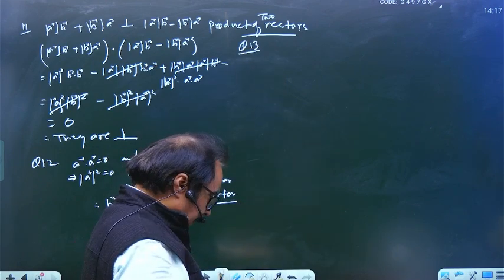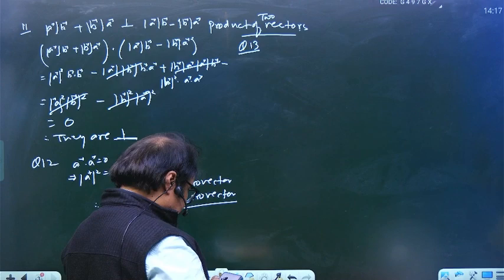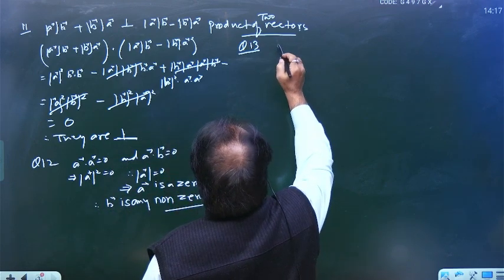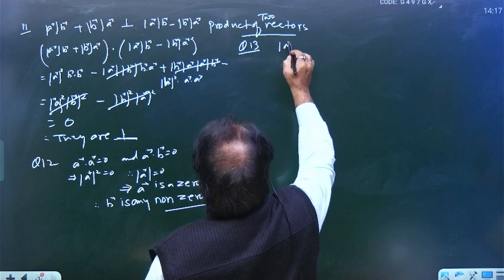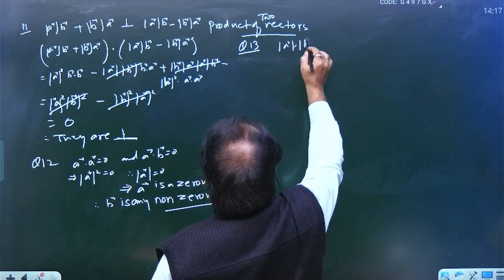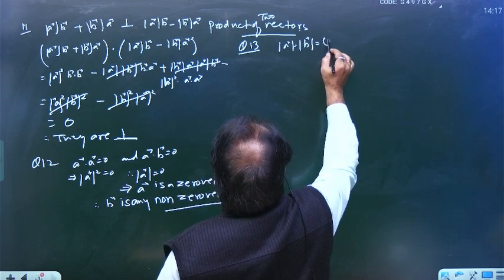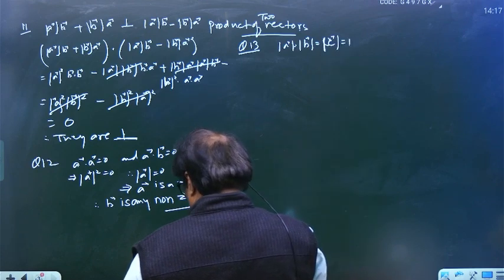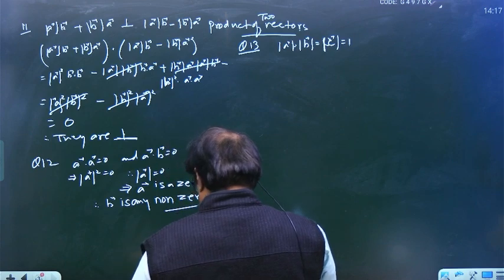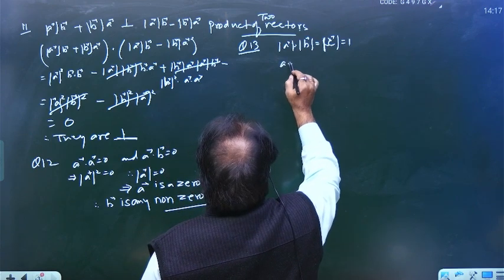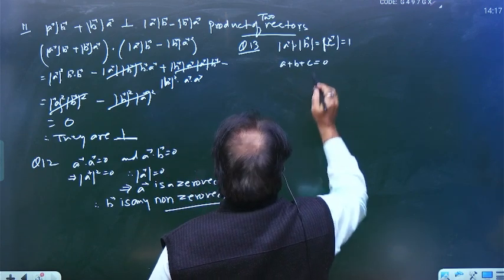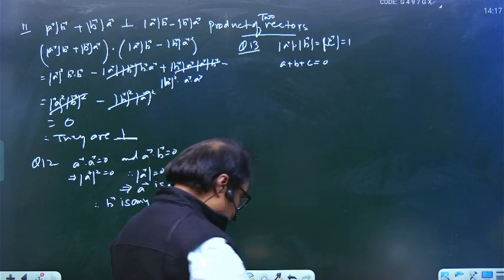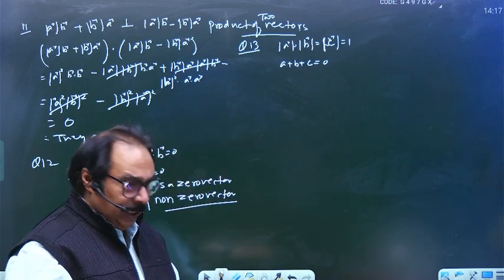The 13th question is, if A, B, C are unit vectors such that A plus B plus C is equal to 0, unit vectors, magnitude of A is equal to magnitude of B is equal to magnitude of C, that is equal to 1. It is given, and A plus B plus C is equal to 0. Then we have to find the value of A dot B plus B dot C plus C dot A.